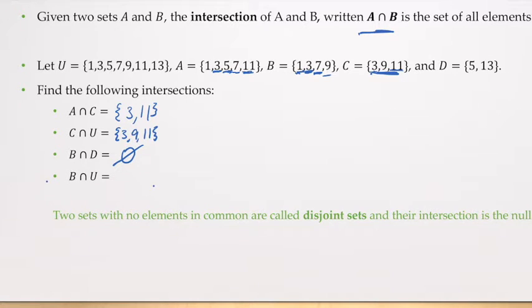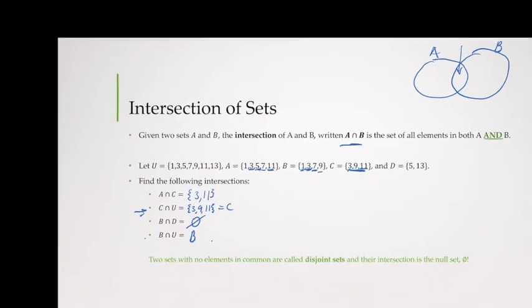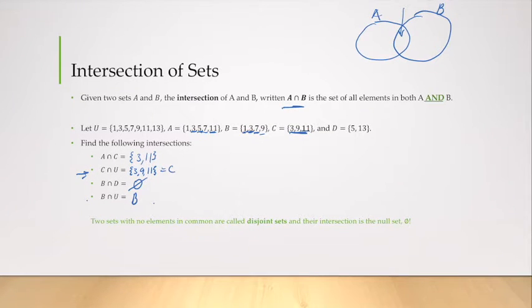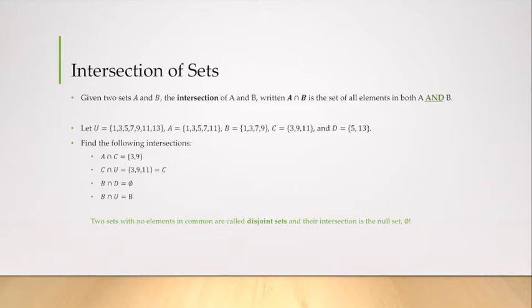Next, I'm going to take B intersect U. I already told you that any subset intersect with the universal set is just going to give us that subset back, itself. If I have two sets with no elements in common, they're called disjoint sets, and their intersection is the null set. Here are the answers.